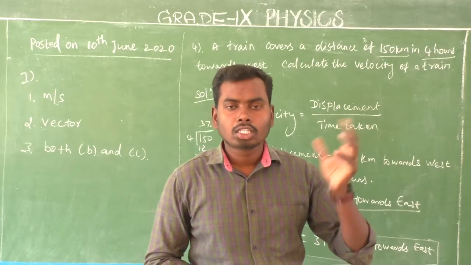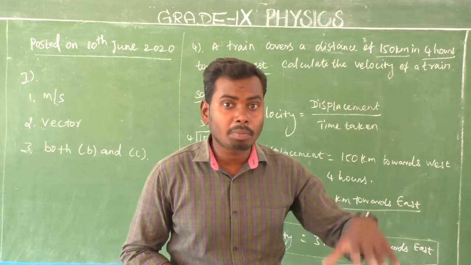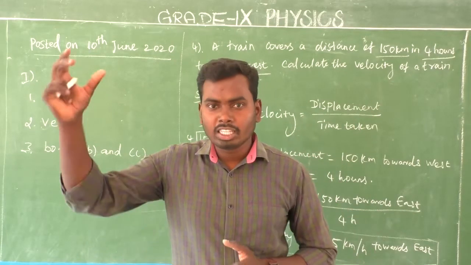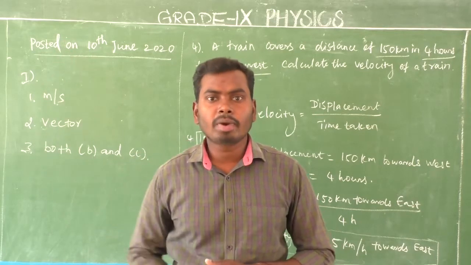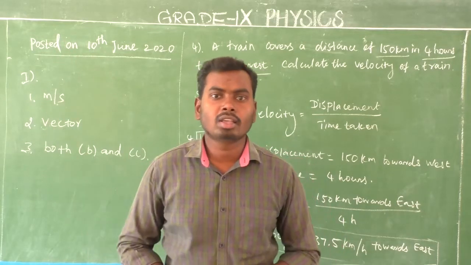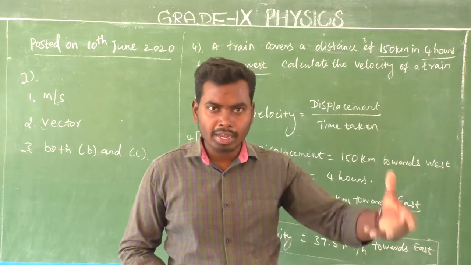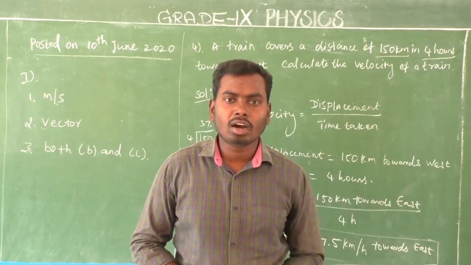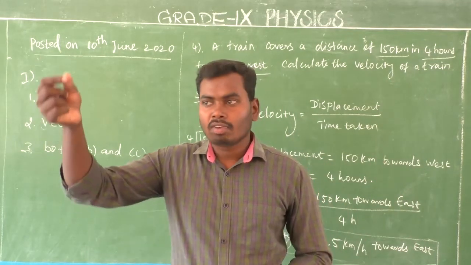What is speed? Speed means the distance covered by an object per unit time. But velocity is the displacement covered by an object per unit time. So what is the unit of speed? Meter per second. That is the unit of speed. Velocity unit, what is that?